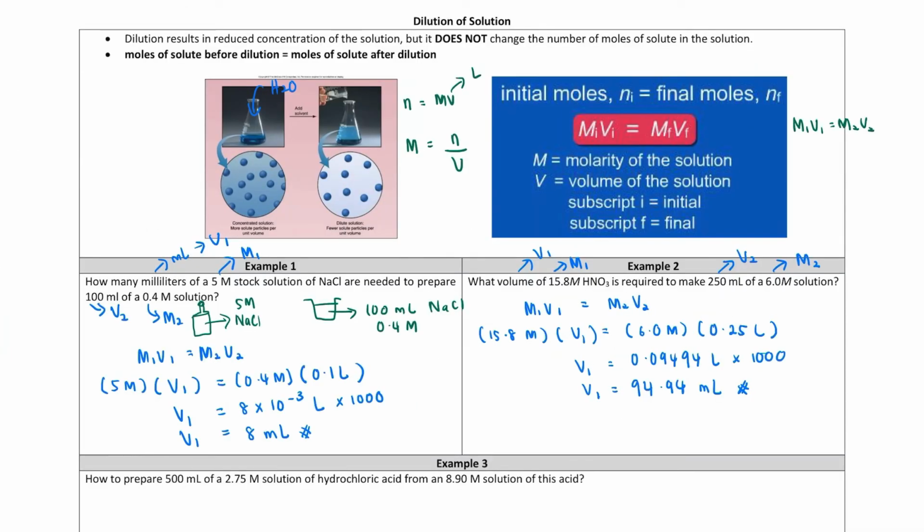Okay, so let us proceed at example 3, which is the last example for dilution. Okay, but this question is slightly different from example 1 and example 2 because dia bukan tanya how many milliliters or what is the volume or apa-apa.